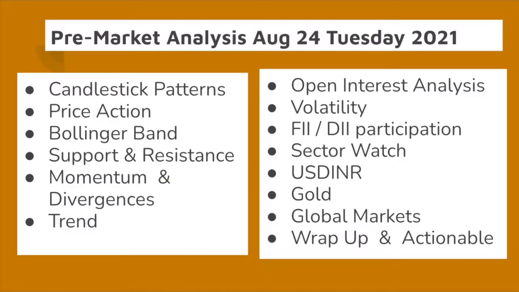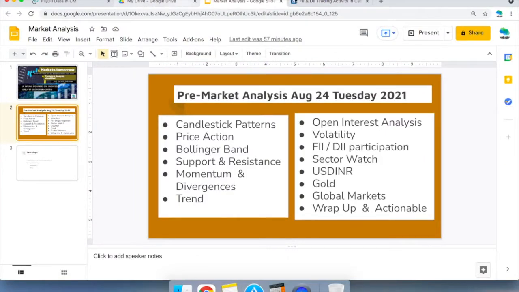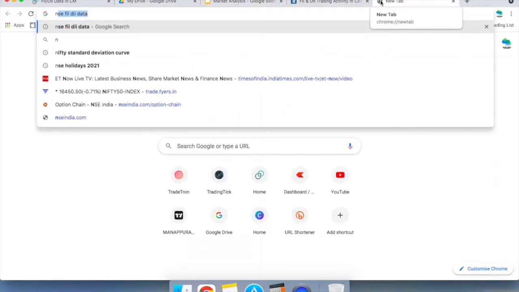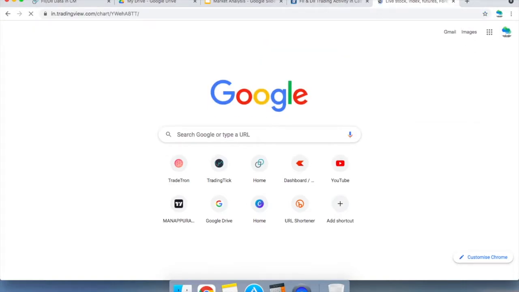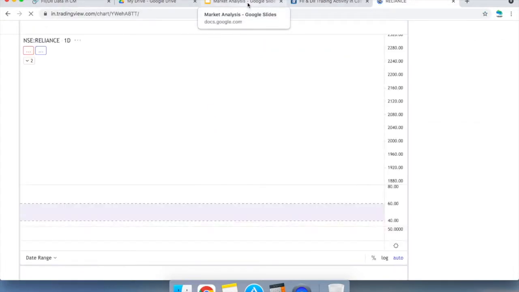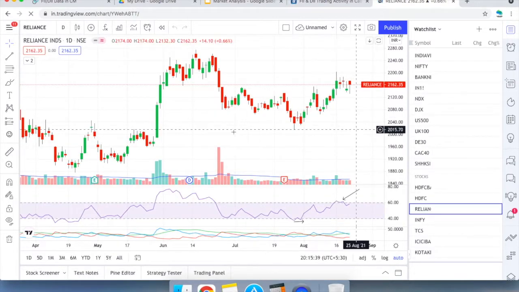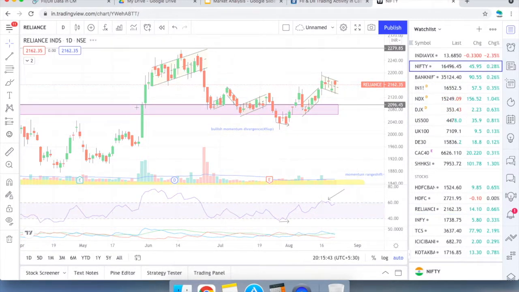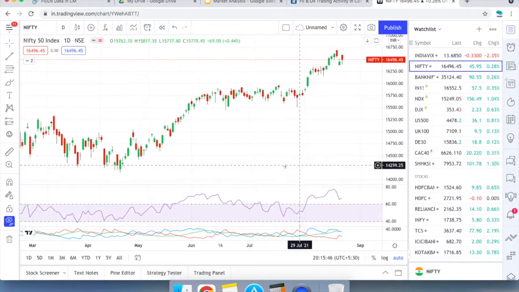Thank you so much. And as usual, we will do the pre-market analysis for August 24th, Tuesday, based on the parameters mentioned here on the left side. That's all on the charts, and we will look at additional analysis on the open interest, the institutional participation, volatility, and the global commodities, and then we'll wrap it up. So without any delay, let's get into the charts and see what the market says. We went to the Nifty 50 charts.